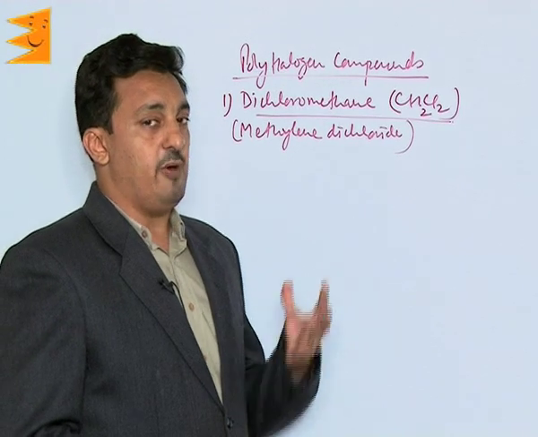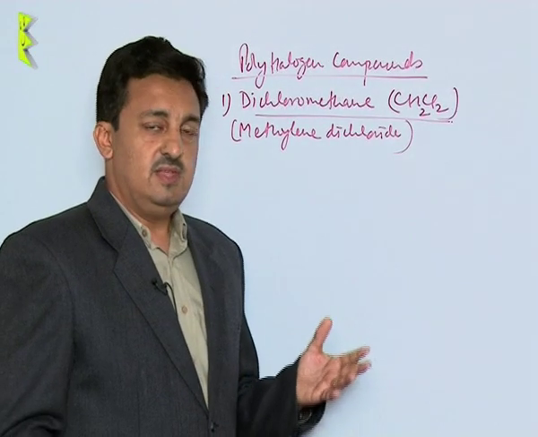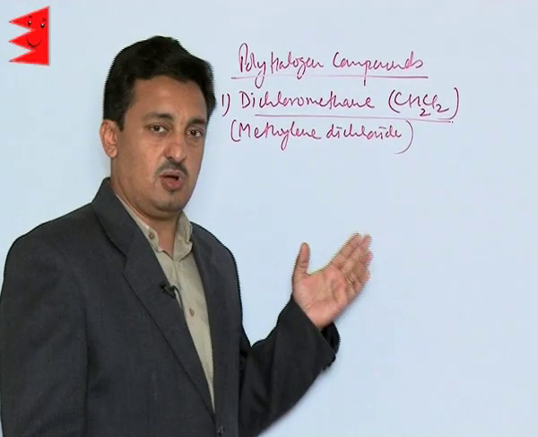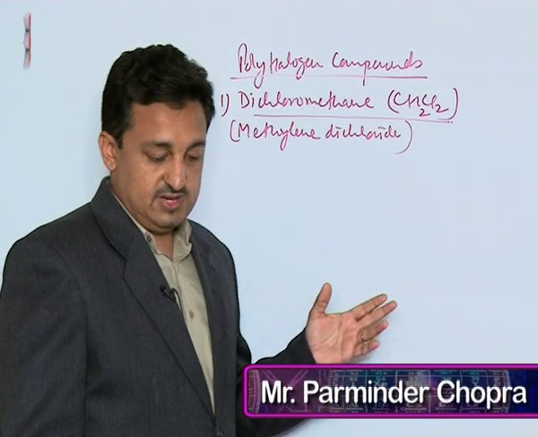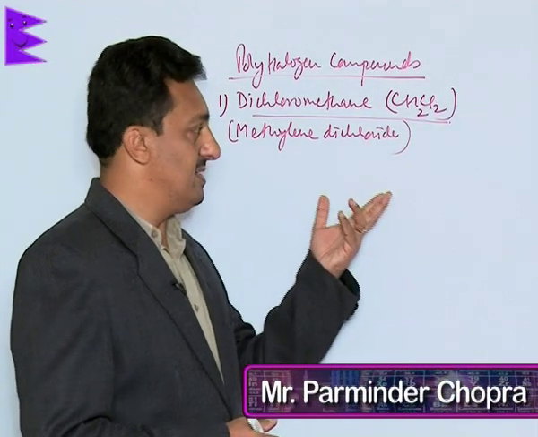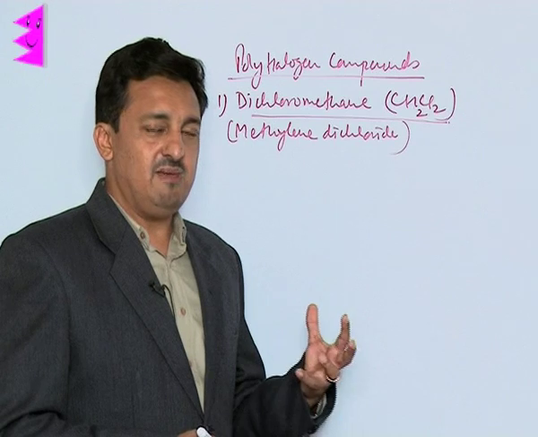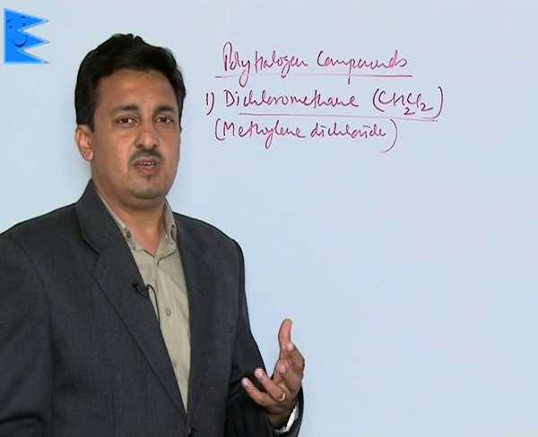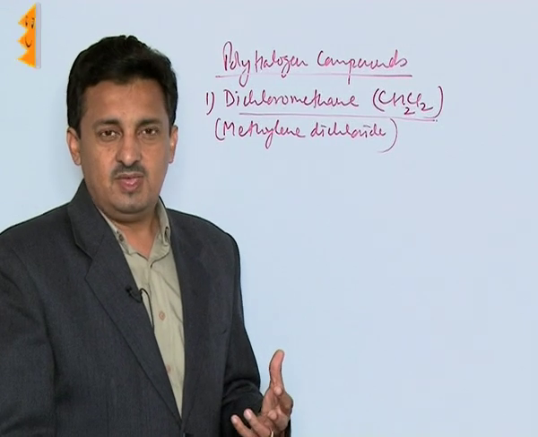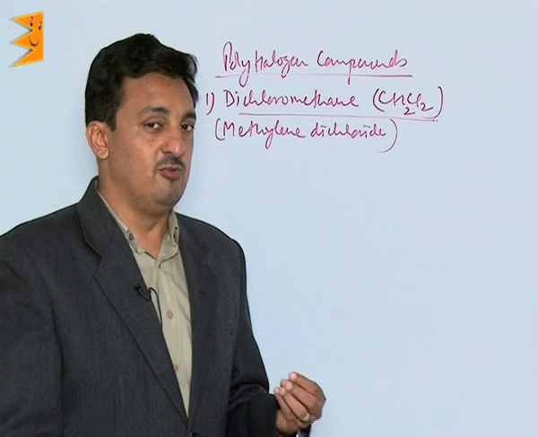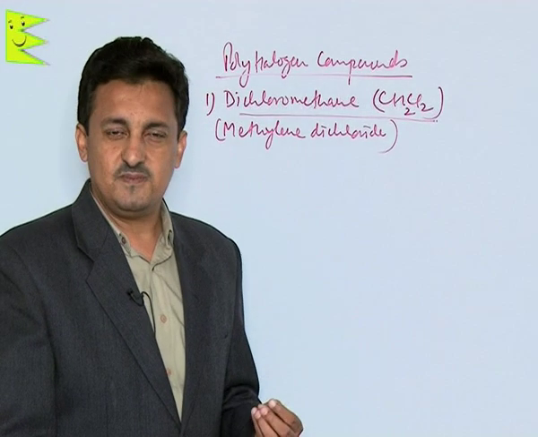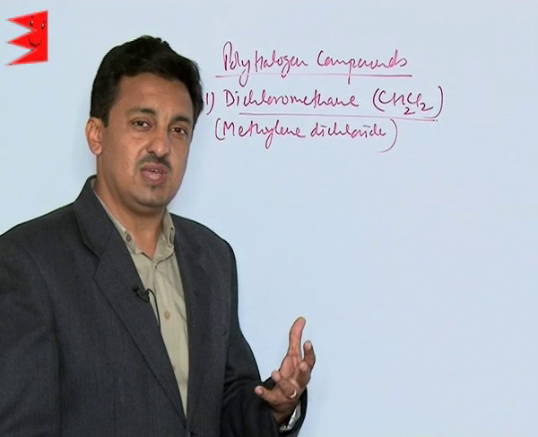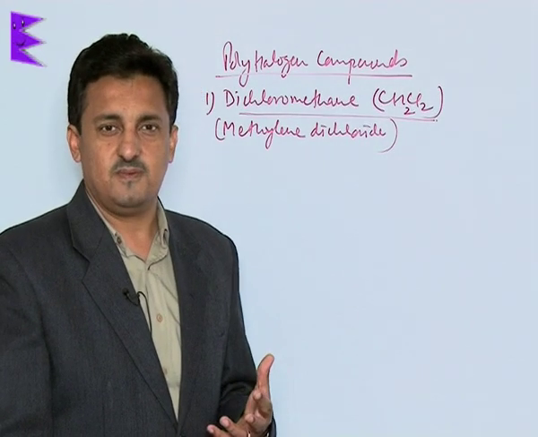Now let us see the polyhalogen compounds. The first one in the list is dichloromethane, CH2Cl2, which is also called methylene dichloride or methylene chloride. This compound, being polar in nature, is a very important industrial solvent. It is also used as a paint remover, a solvent which removes paint. As I've told you, it is a very good industrial solvent. It is also used as a propellant in aerosols.